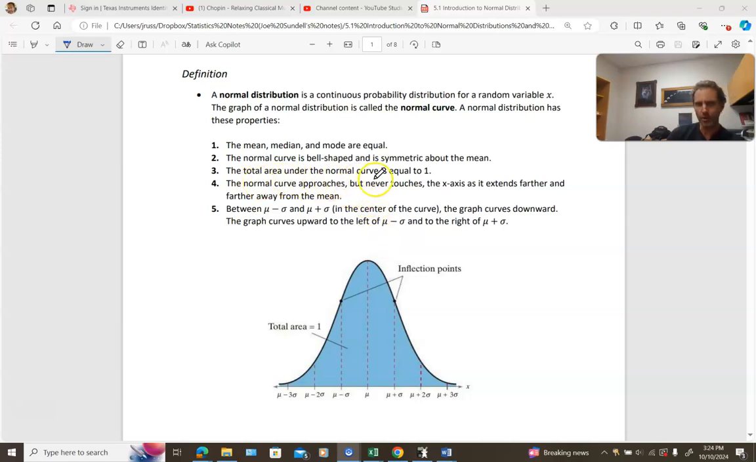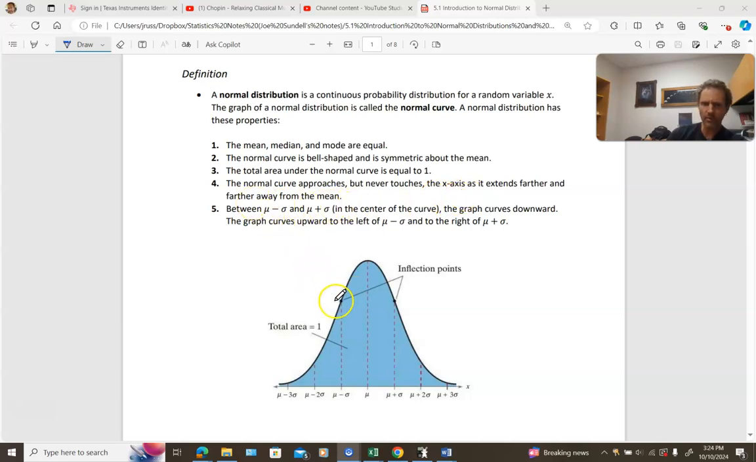The normal curve approaches but never touches the x-axis as it extends farther and farther away from the mean. And what this shows is that as values get farther and farther from the mean, their respective probabilities get smaller and smaller. In other words, closer and closer to 0, okay? So theoretically, there's still probability out there, but practically, there's really not.